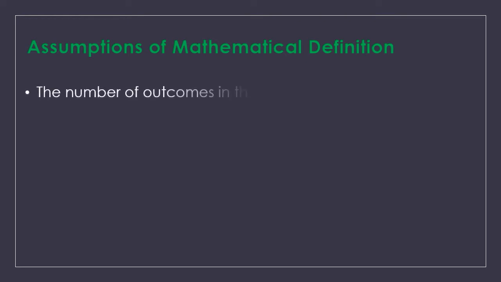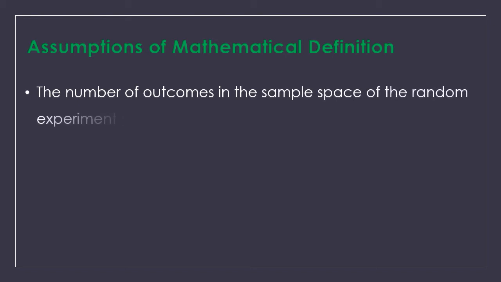There are certain assumptions made for the validity of the mathematical definition of probability. So let us check them out one by one. The number of outcomes in the sample space of the random experiment is finite. The most important assumption here is that the number of outcomes of a sample space is finite. That means this definition applies only to a finite sample space and not to an infinite sample space.